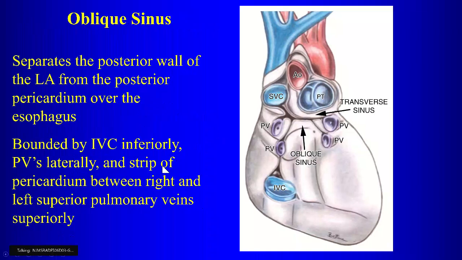So the oblique sinus is over here, between the pulmonary veins and bounded inferiorly by the inferior vena cava.